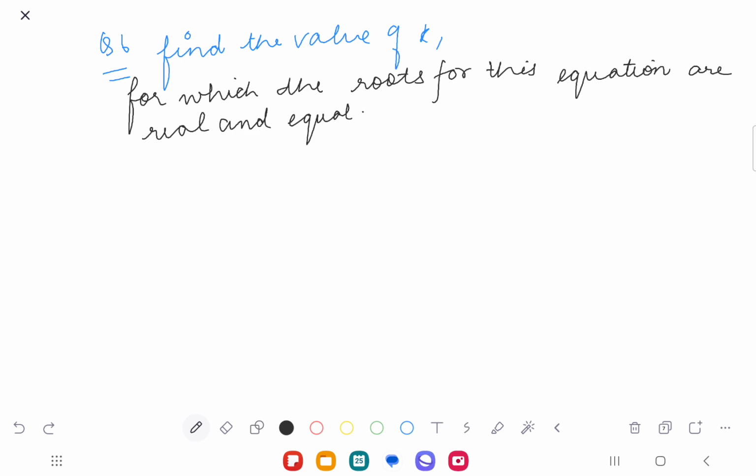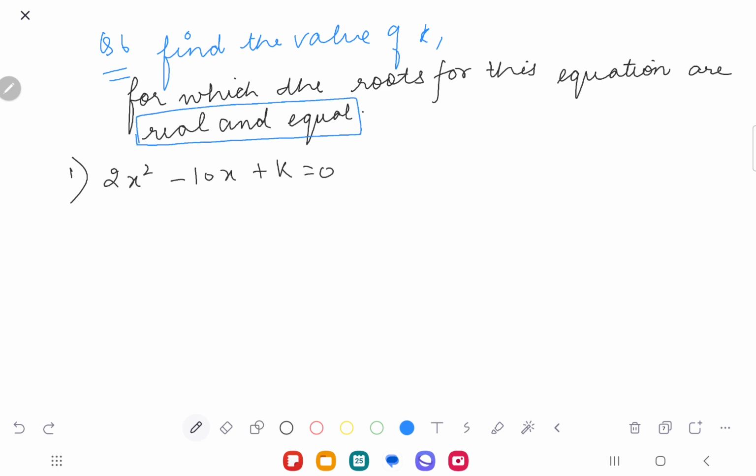The first equation is 2x square minus 10x plus k equals to 0. So here we have to check the nature. We are given the nature. The roots are already given to me as real and equal. Yes or no? Correct. And the roots are real and equal when I know that the discriminant is 0. I know the condition for the roots to be real and equal.